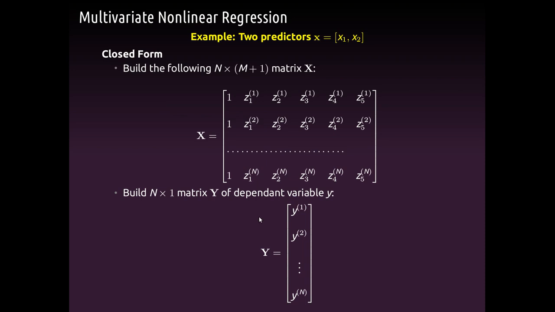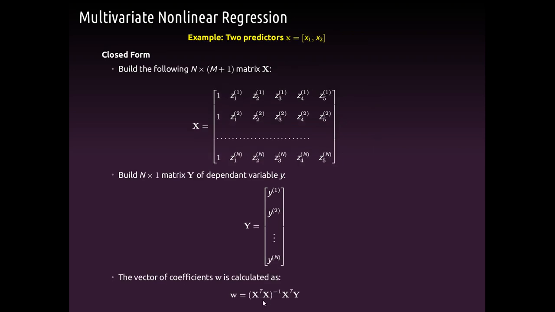Afterwards, we also build our vector of target variables of our training data, moving from 1 to n with the target variable y. And after obtaining these two matrices, we can easily compute the corresponding vector of coefficients w using the expression x transpose multiplied by x, all to the power of minus 1, multiplied by x transpose multiplied by y. If you calculate this expression, this will generate the corresponding list of coefficients that best fits your data in the multivariate nonlinear regression model.